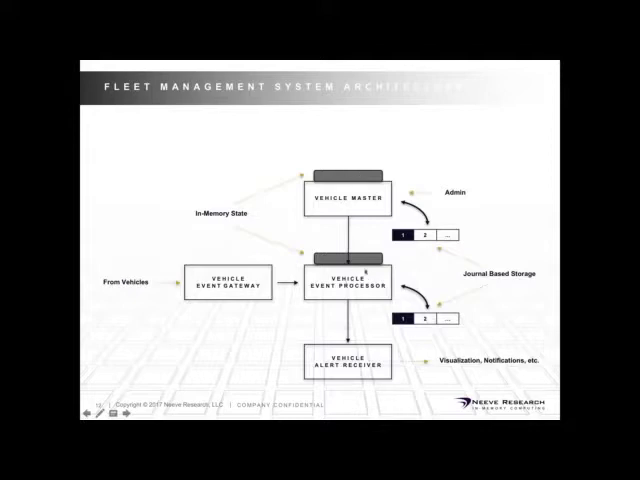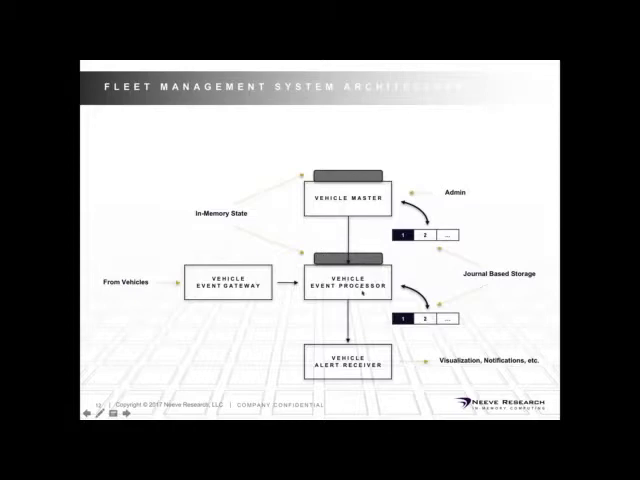So the vehicle event processor is reaching out to the master for that reference data, and it has its own in-memory representation of the state that it needs, which is an amalgam of what's in the vehicle master's state and the data that's being reported in by the vehicles. So it can use that state to determine, okay, this vehicle was last at this position, but it's now gone outside of its route.